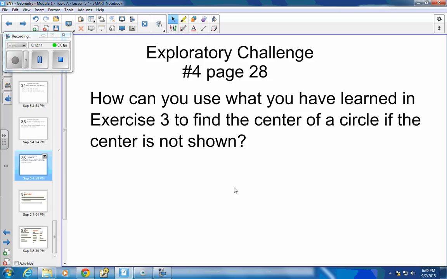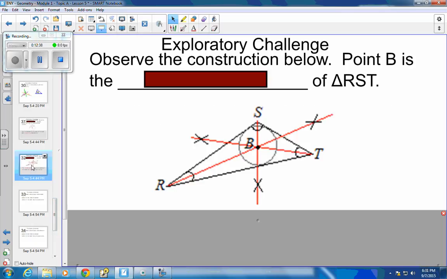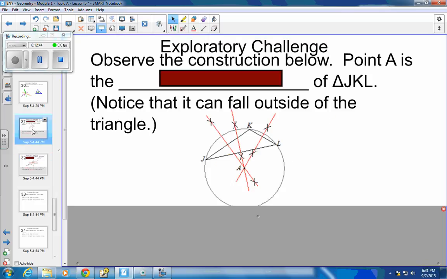And then on page 4, or the last question that's going to be done in class, how can you use what you have learned in exercise 3 to find the center of a circle if the center is not shown? Well, ideally, you could draw any triangle you want, either inside the circle or outside the circle. If you've got a circle and you draw the triangle on the outside, you'd find angle bisectors. And if you draw the triangle inside the circle, you'd find perpendicular bisectors to get to the center of your circle. So you just work backwards from either one of these 2 constructions.